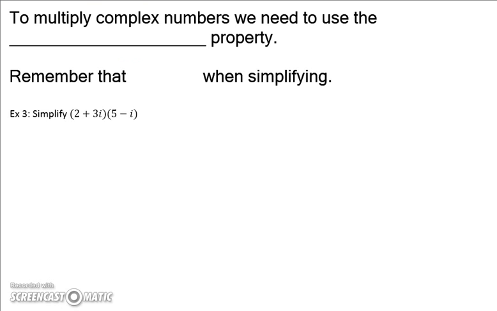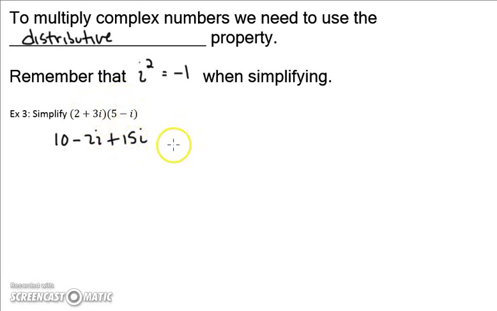When we go to multiply, we need to use our distributive property. We're not going to call this FOIL, because that's a dirty four-letter F word. We're going to use the distributive property, and then we need to remember that i squared is equal to -1 when we simplify. So when we distribute, 2 times 5 is 10, 2 times negative i is negative 2i, 3i times 5 is 15i, and 3i times negative i is negative 3i squared.